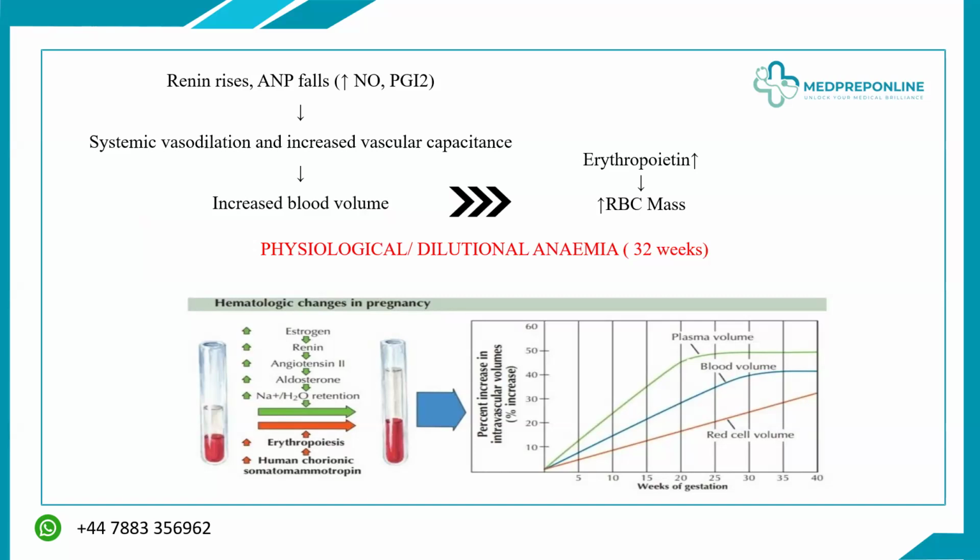Now, what happens at the same time is there is a stimulus to erythropoietin production in pregnancy because of the hormonal effect of progesterone, right? As well as human placental lactogen. All of these things will lead to a stimulation of the renal erythropoietin, and there will be an increased production of RBCs. But the increased blood volume is much more significant than the RBC mass. So because of the increased blood volume, a physiological or dilutional anemia develops, right? This peaks around 32 weeks of gestation.